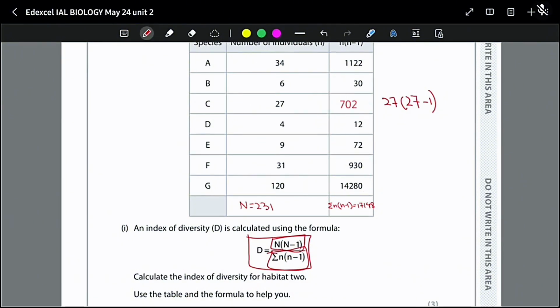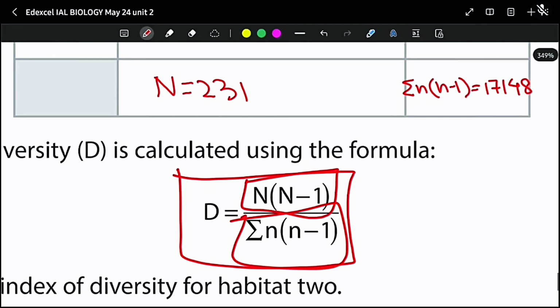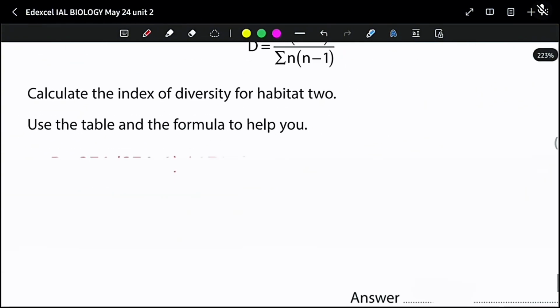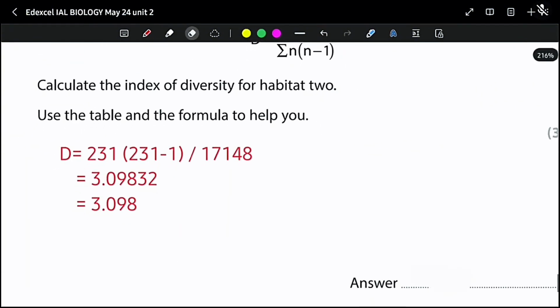we know D should be 231, the capital N, times 231 minus 1, and in the denominator, we already found 17,148. So we are going to divide both of them, and if we divide, we should get the answer, which is 3.098 as the value of the index of diversity D.